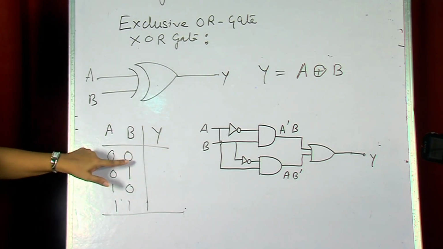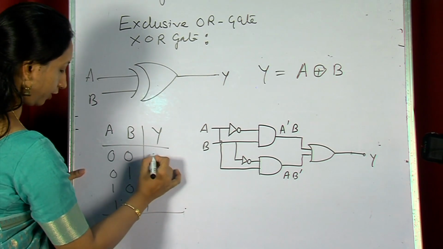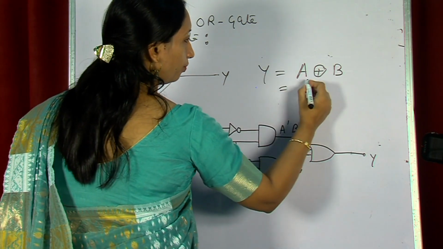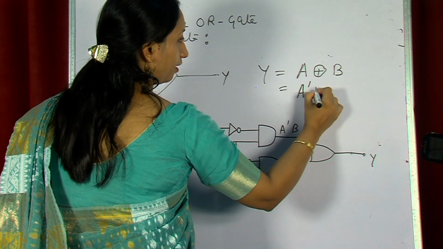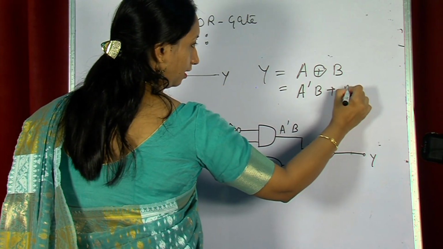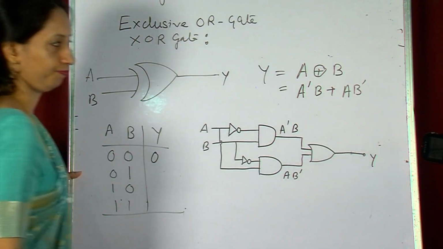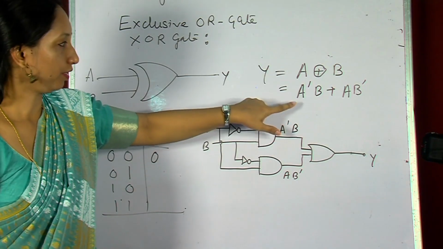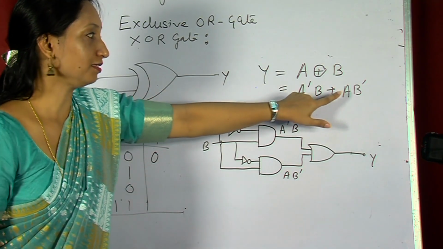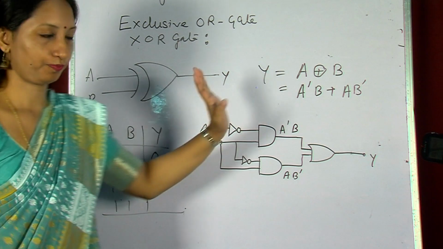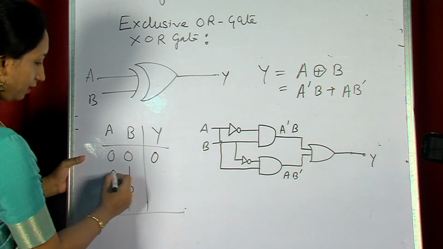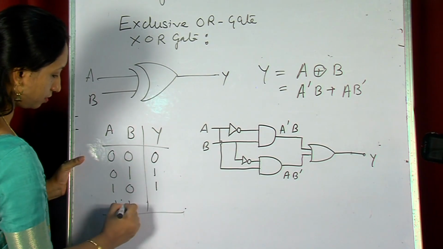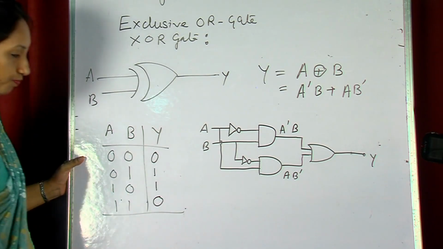When both the inputs are 0 in the exclusive OR gate, we will get 0. And this output is also written as A bar B plus A B bar. So this represents, bar means it is the complement of A. So the complement of A into B plus A into the complement of B. And in the truth table, 0 1 gives 1, 1 0 gives 1, and 1 1 gives 0.